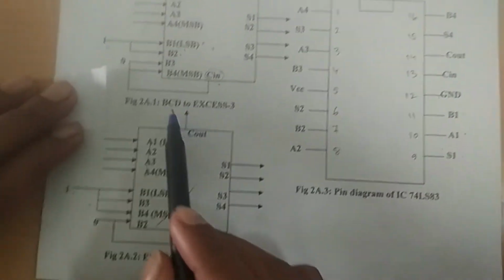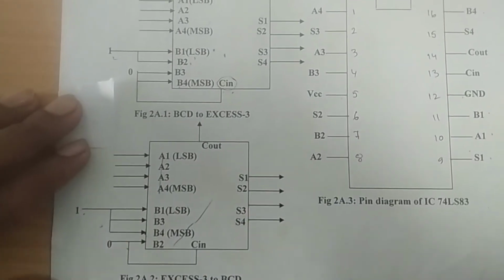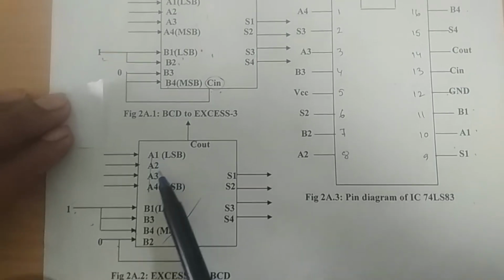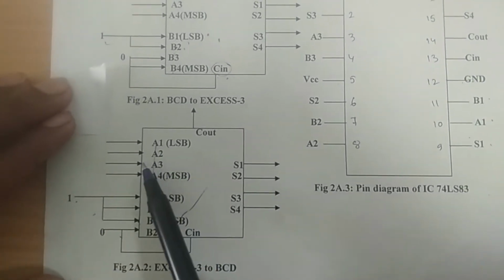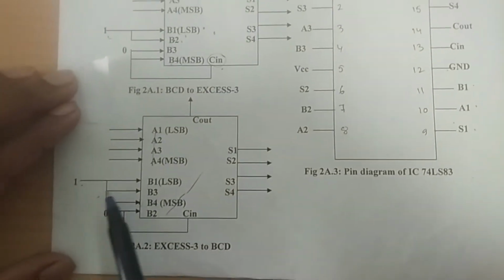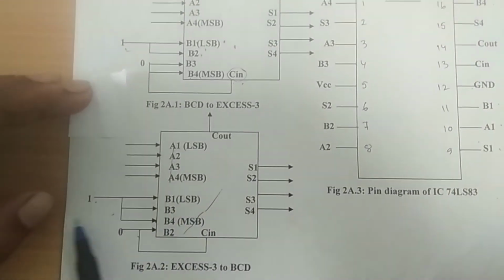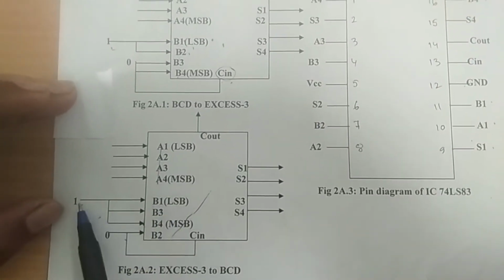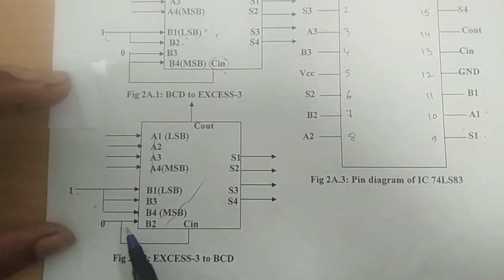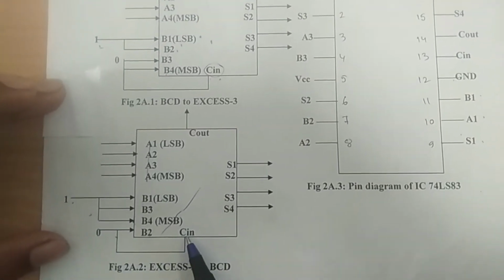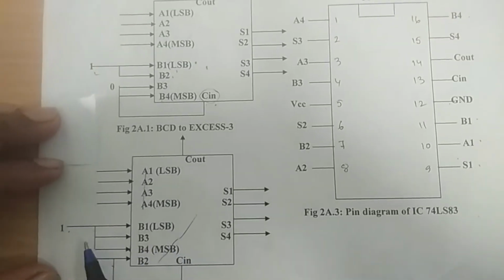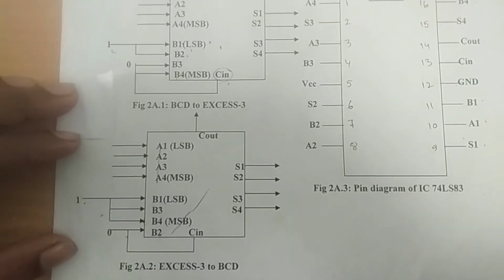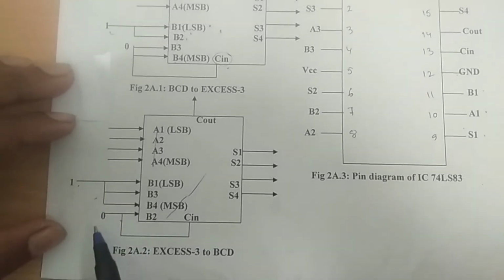Earlier we performed BCD to XS3. Now we are going to perform XS3 to BCD. Here A1, A2, A3, A4 are one input and the other input is B1, B2, B3, B4. The value of B1, B3, B4 is 1 and B2 is 0, and B2 goes to the C in pin. This is fixed. You see the value of this is 13.